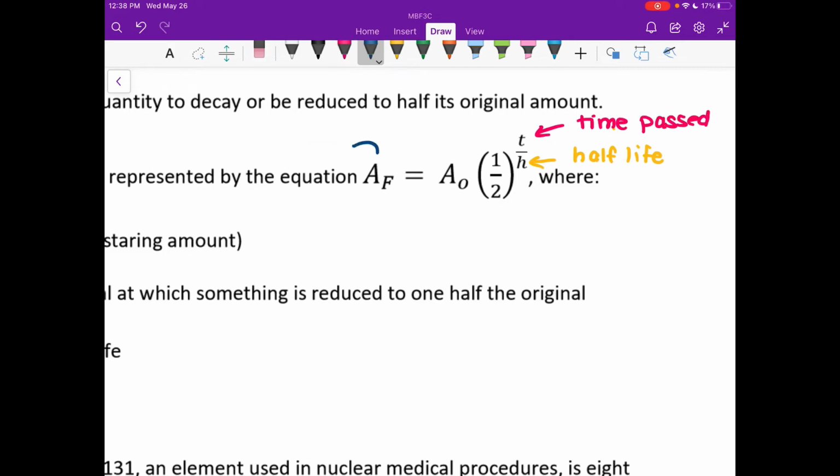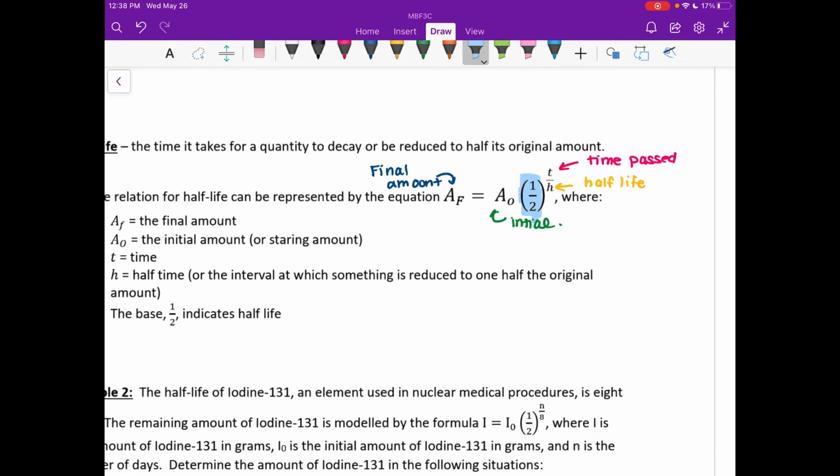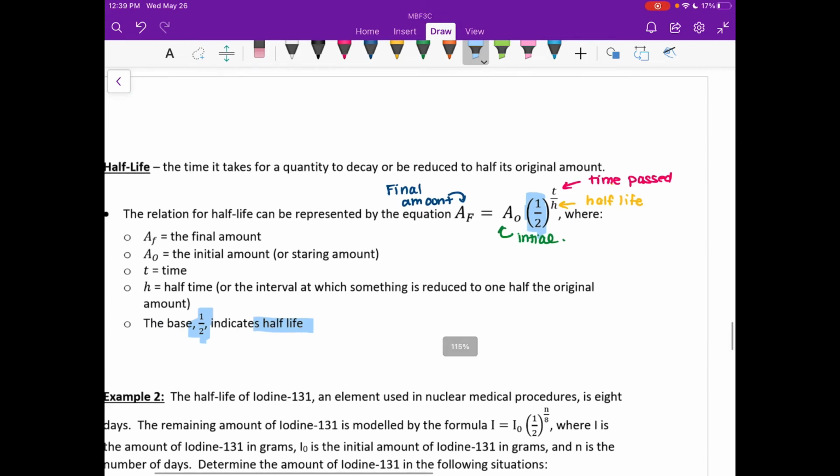AF is still the final amount, and AO is still the initial amount. And now we have 1 over 2, right? This 1 over 2 represents the half-life, the base of 1 over 2. So when you see that it's a half, you automatically know that it's half-life. And I remember that because it's half. So that means it has to represent half-life, and it can't be 2 because you're not doubling here.